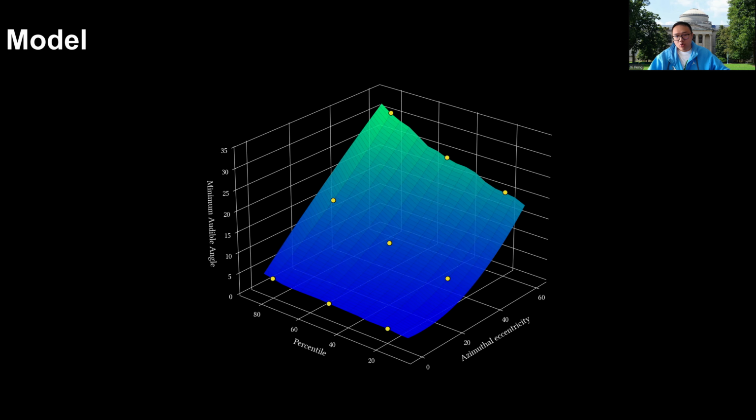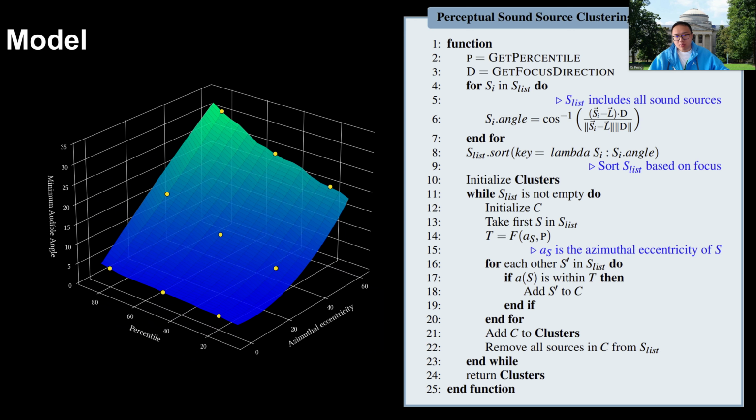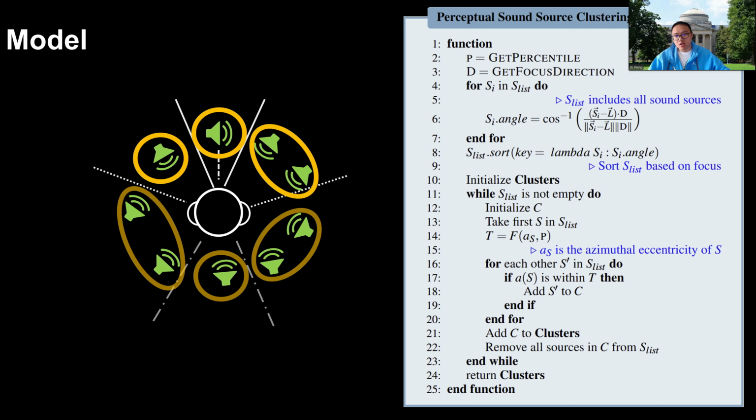Inspired by the discovery, we fit a generalizable model to predict our audio localization sensitivity. In order to establish a robust model with individual variances, we include a percentile index in our model. A lower percentile corresponds to a more conservative discrimination threshold prediction. Guided by our model, we developed a perceptual sound source clustering algorithm. Specifically, the algorithm progressively clusters the audio sources within their minimum audible angle along the azimuth.